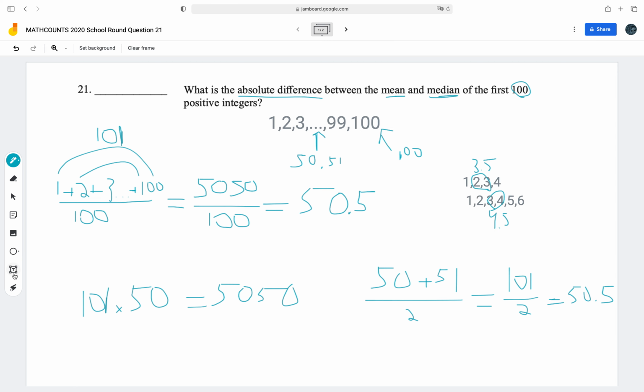So let's summarize our findings in the text box. The mean that we found is 50.5. Sorry, the median, as we can see here, is 50.5. Let's stretch that box out to make it look neater. So we have those two. What do we want? The absolute difference, which is just subtract and then take the positive. So 50.5 minus 50.5 gives 0. So our answer to this problem is 0.